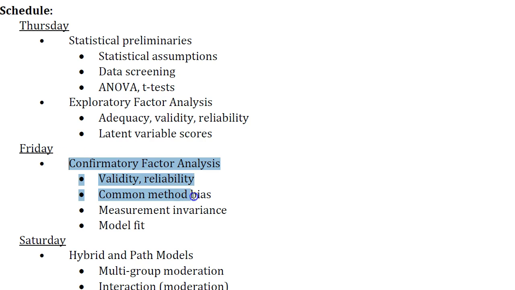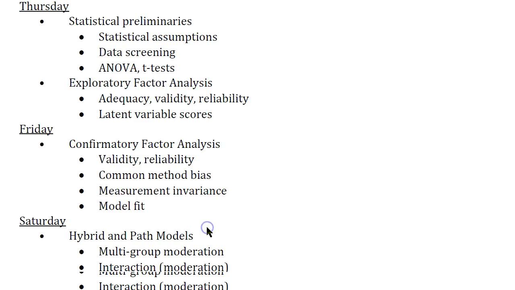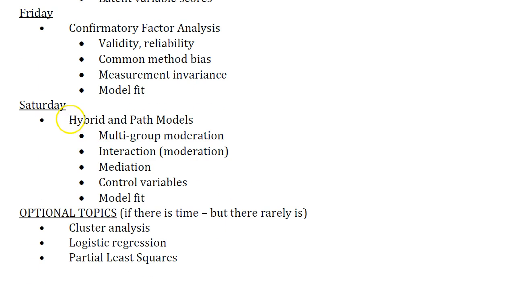Friday we'll cover confirmatory factor analysis, including everything from validity, reliability, method bias, measurement invariance, model fit, things like that. And then Saturday we'll go into path modeling, including both latent models and composite or path models. And we'll do multi-group moderation, interaction, mediation, how to use controls, talk more about model fit.